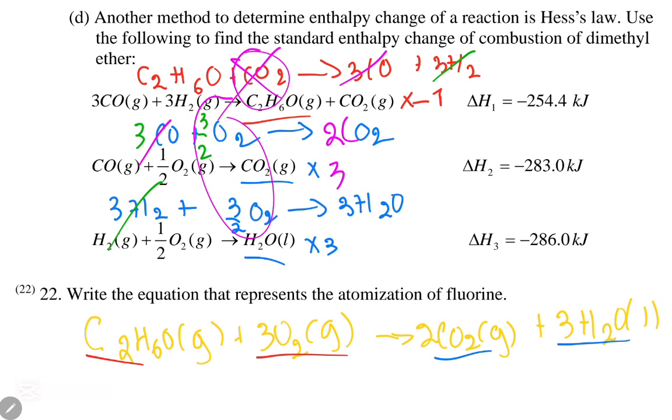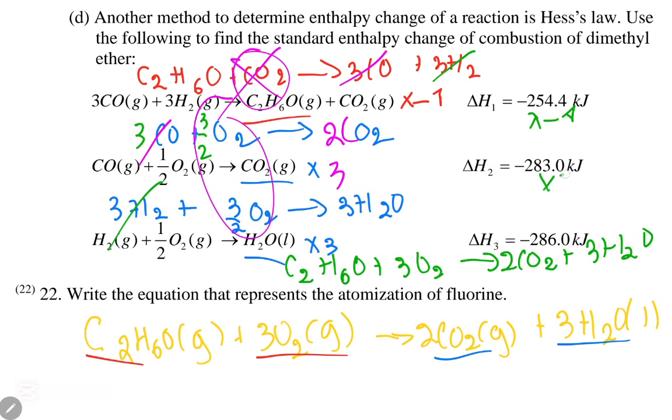Now combine everything together. You'll have C2H6O plus 3O2 will give me 2CO2 plus 3H2O. That's my answer. So what am I going to do? I'm going to multiply this by -1, multiply this by 3, multiply this by 3. So minus 254.4 times -1 plus minus 283 times 3 plus minus 286 times 3. What will this give me?